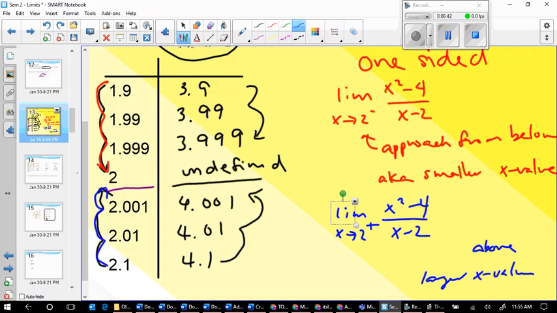In this case, each of these limits is also equal to 4. Now, that's not always going to be true. They're not always going to be the same. Okay, so let's take a look at some other examples.